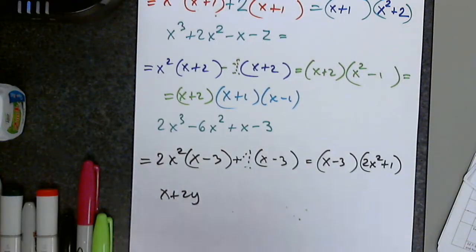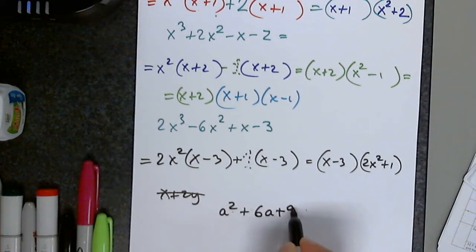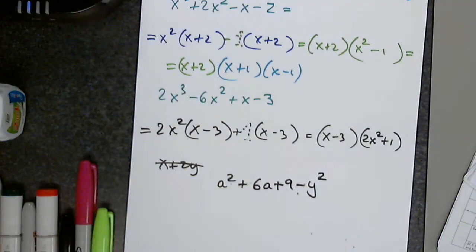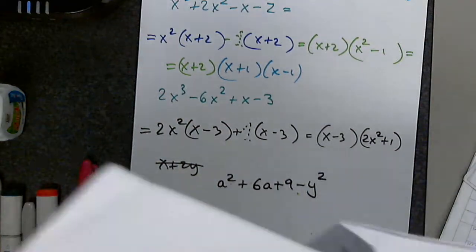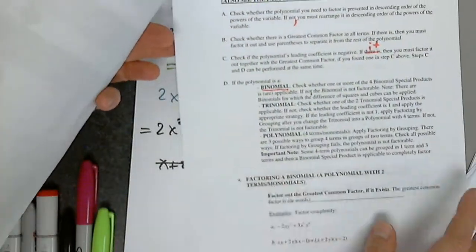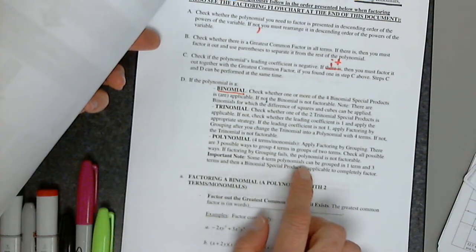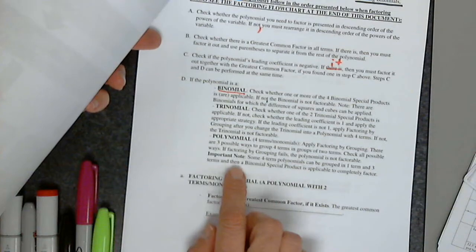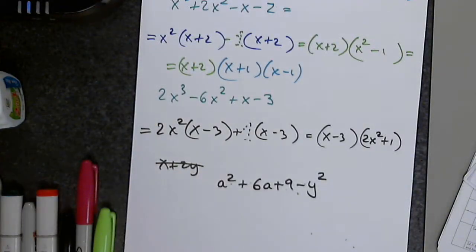So let's do a squared plus 6a plus 9 minus y squared. So I have to be careful. It's not very common, but here's what I was saying for the important note on the front page. Some 4-term polynomials can be grouped in 1 term alone and 3 of them together. And this is an example of that. There is nothing I can do.